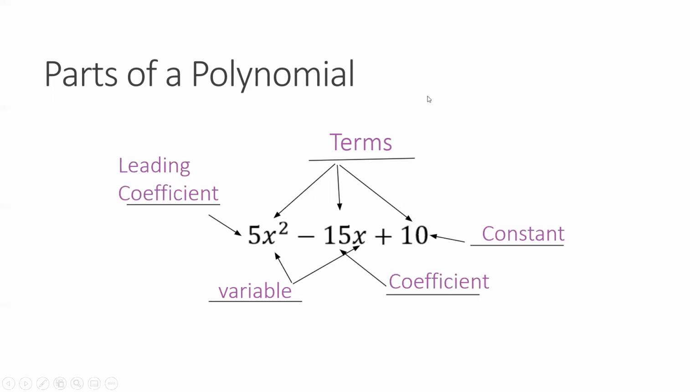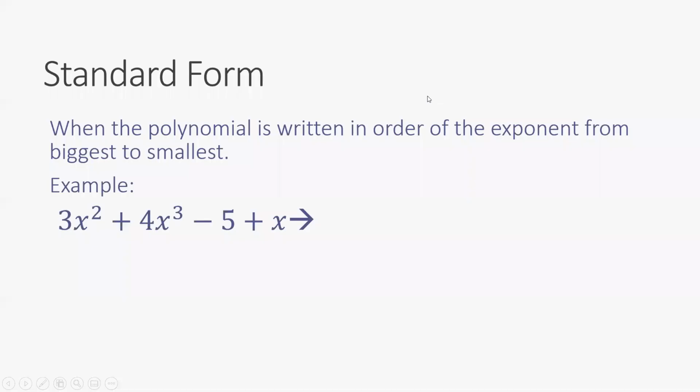And we are going to now talk about how to put a polynomial into standard form so that you can find the leading coefficient and the constant. So standard form is when the polynomial is written in order of the exponent from biggest exponent to smallest exponent. Biggest exponent to smallest exponent. So I don't care about the coefficient. I only care about the exponent. So when I write this in order, I find the biggest exponent.